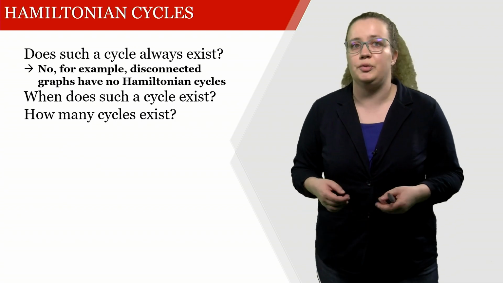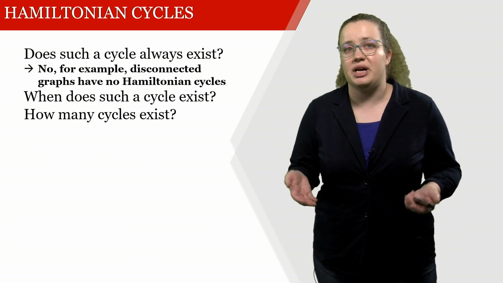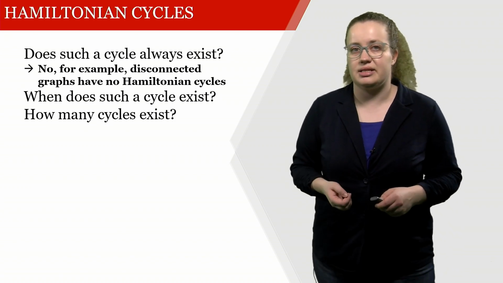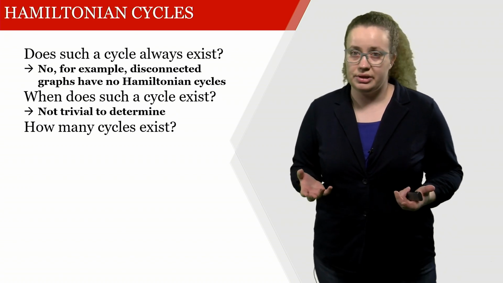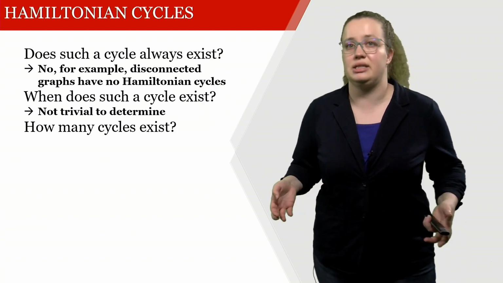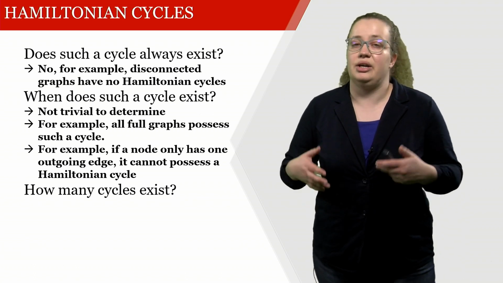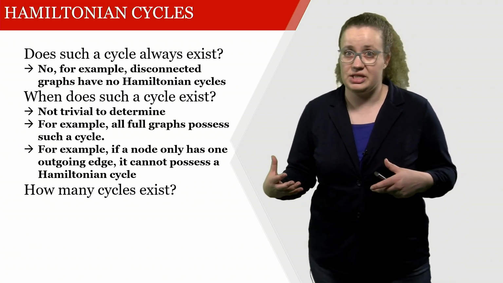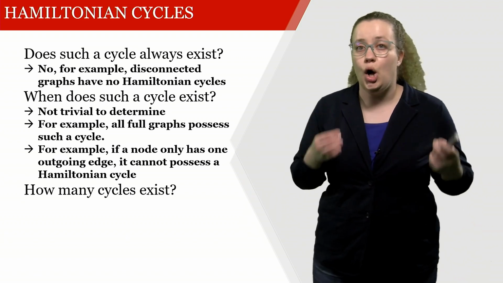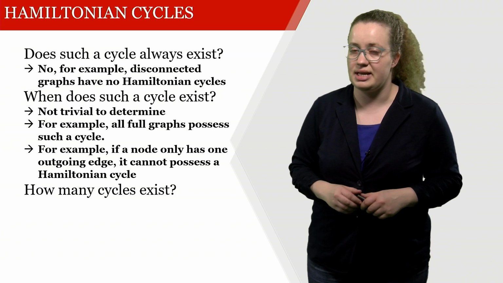One case could be disconnected graphs. Secondly, if we're asking when does such a cycle exist, this is non-trivial to determine. Of course, we have some rules, as for example, if it's disconnected, it doesn't have one. But we can also look at full graphs. For full graphs, vice versa, we know that they always possess 1. So like the example that we saw on the previous slide, that full graph.